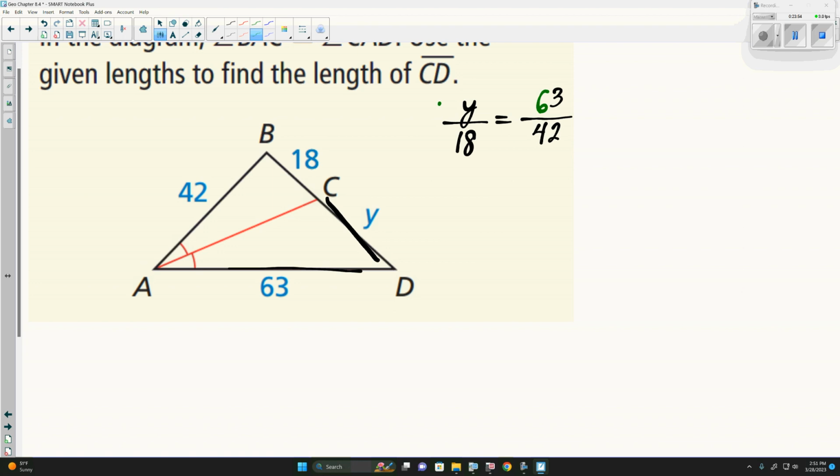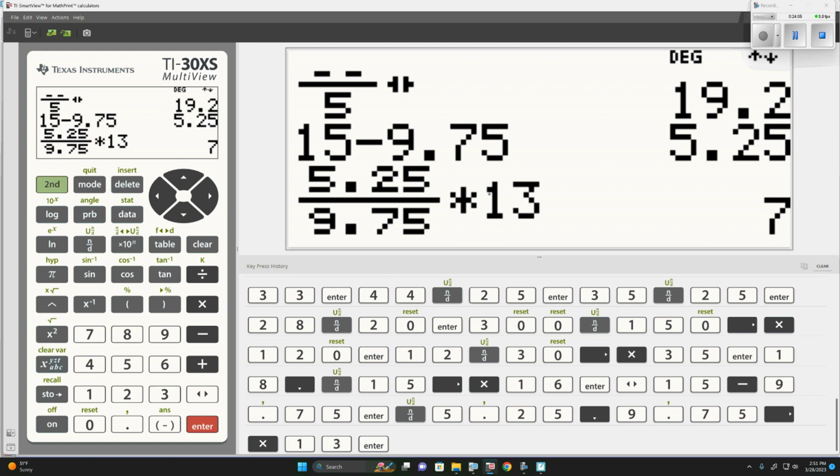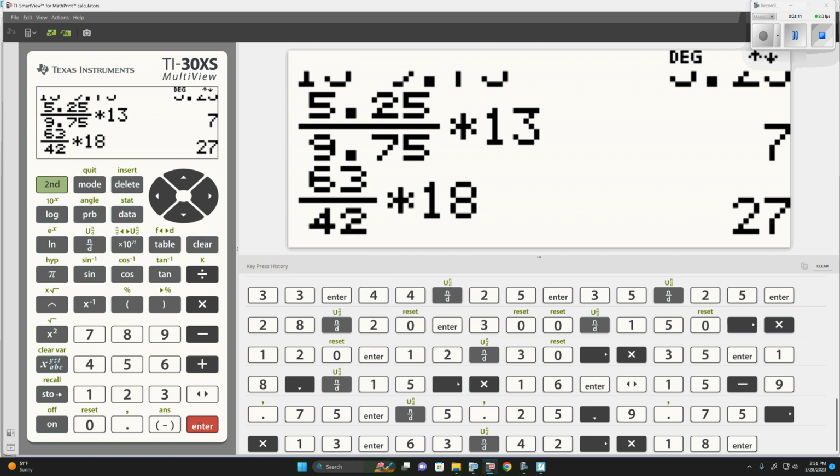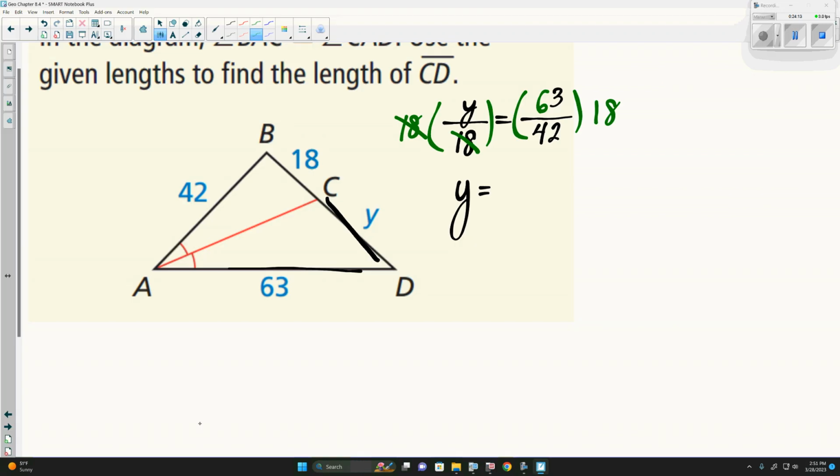Now we're going to multiply both sides by. These will cancel, so we have 63 over 42. 63 over 42 times is, so y is, and that's it. Any questions on this here?